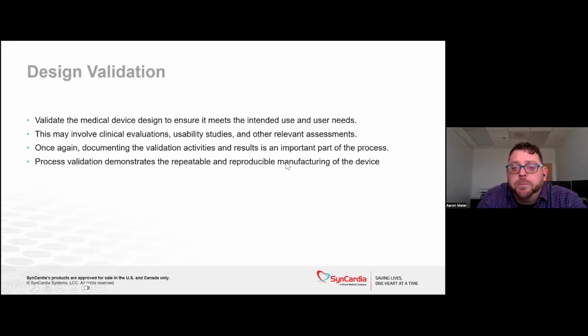This phrase, repeatably and reproducibly, is very important. So you'll see that come up again and again. If you run it 10 times and you can only get a good safe device 7 times, is that an efficient manufacturing process, right? So that's why repeatable is important, and reproducible, right? If I do the device 10 times, I need to know it's going to give me the same results or the same performance 10 times. So that's why the manufacturing process validation is so important.